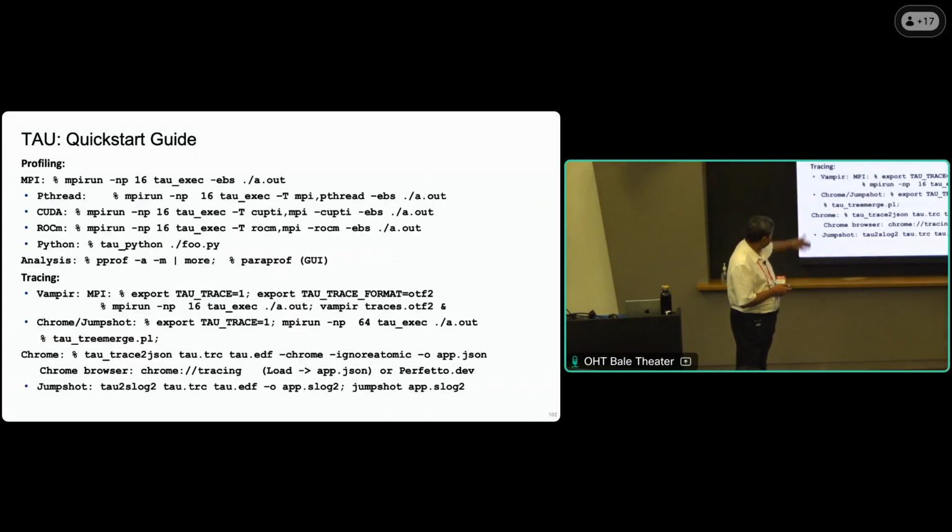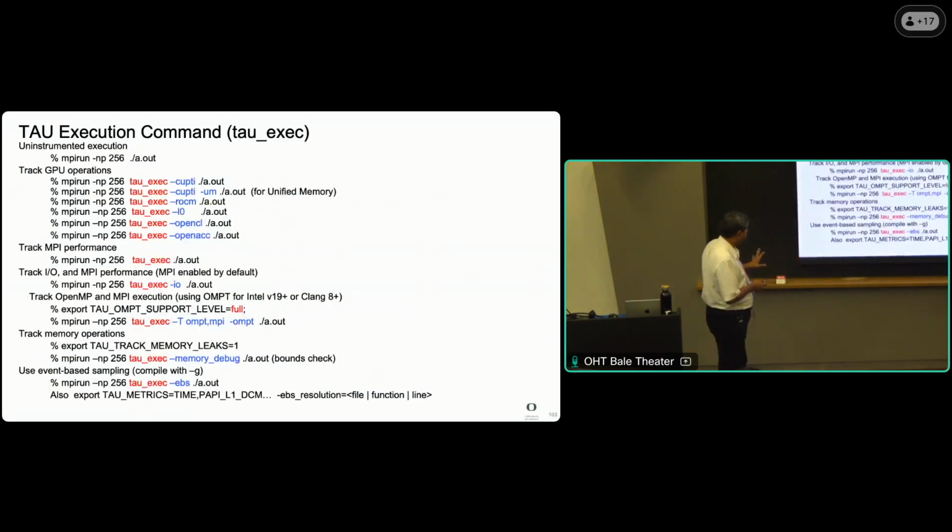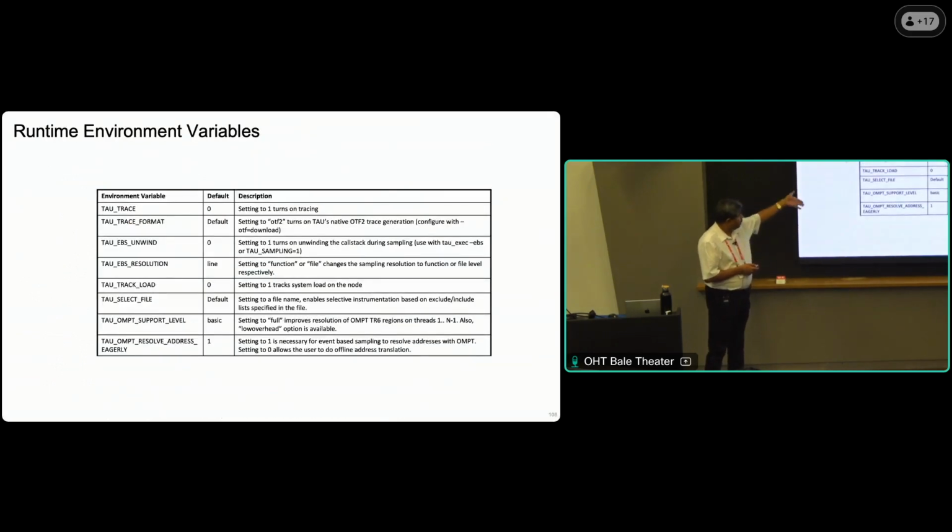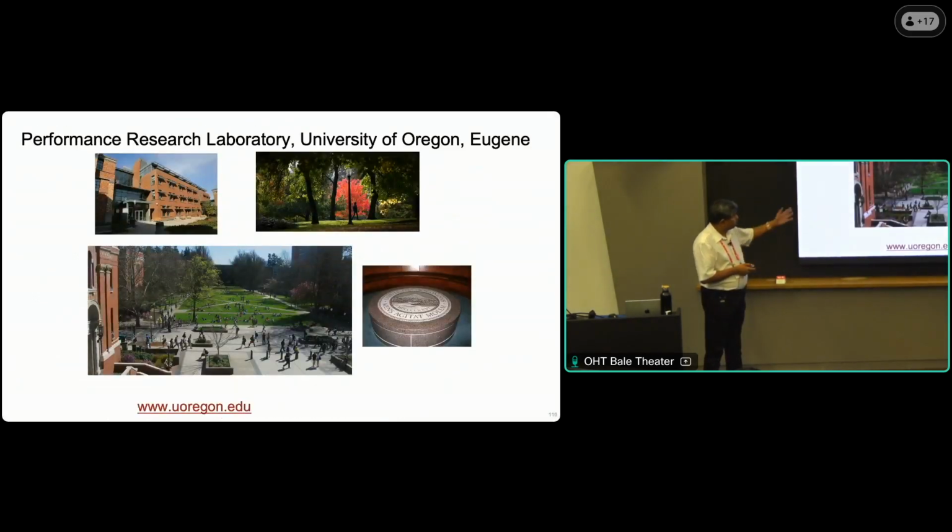Here are some TAU reference materials for the example that I showed. I have a separate talk on TAU, so I'll not go into details of this. But there are some environment variables that you can set. A lot of this work goes on at the University of Oregon and at ParaTools. And this is Eugene. Please consider coming to Eugene sometime and visiting us. It's very pleasant in the spring and summer.